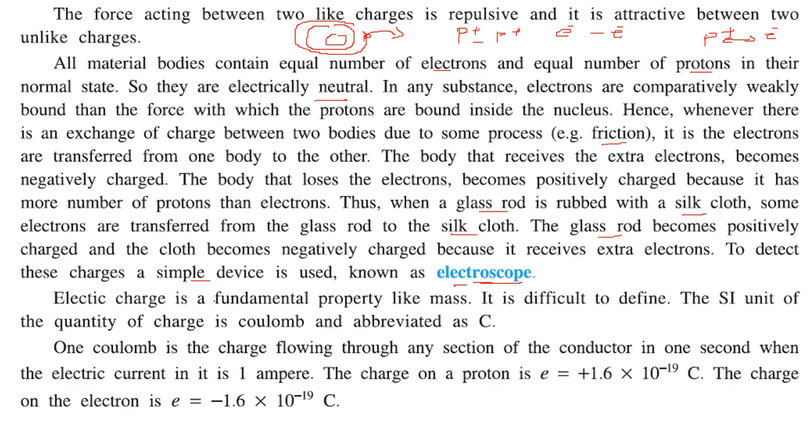So electric charge is a fundamental property, just like mass. The SI unit of charge is the coulomb, abbreviated with a capital C. So what is a coulomb? A coulomb is the charge flowing through any section of a conductor in 1 second when the electric current is 1 ampere. The charge on a proton is 1.6 into 10 to the power minus 19 coulomb, and the charge on an electron is the same value with a negative sign, minus 1.6 into 10 to the power minus 19 coulomb.